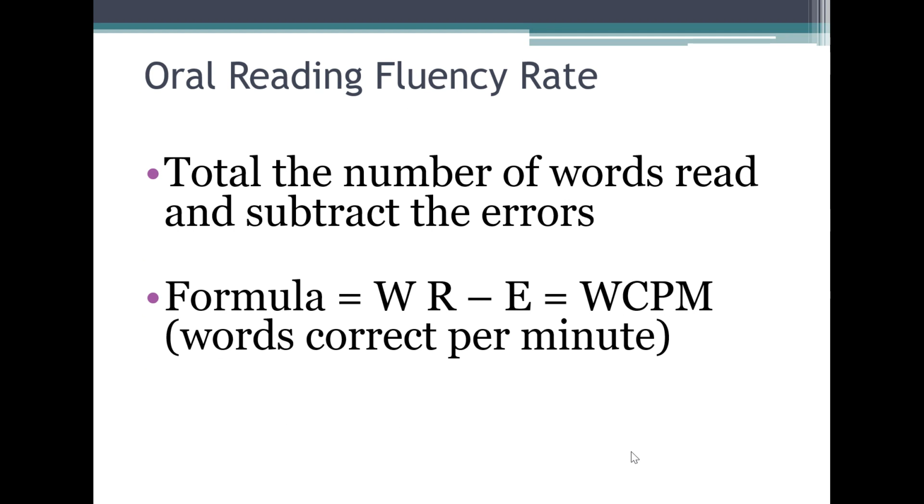Just like the running record, there are error equations that you would follow to be able to determine your student's fluency rate. To get the fluency rate specifically, you take the total number of words the student read and subtract the errors. There we get the words correct per minute. And remember, the student is only reading for 1 minute. So it's the total number of words minus the number of errors the student made.